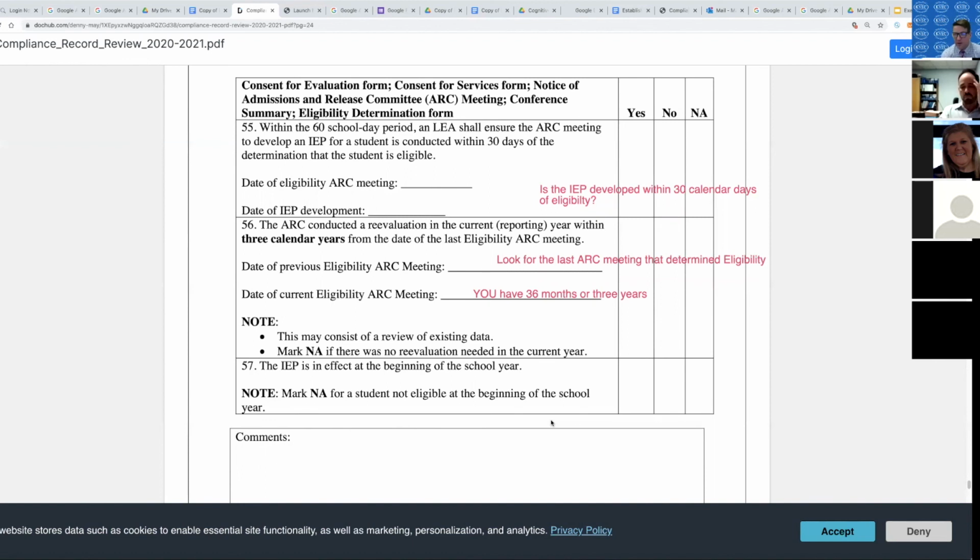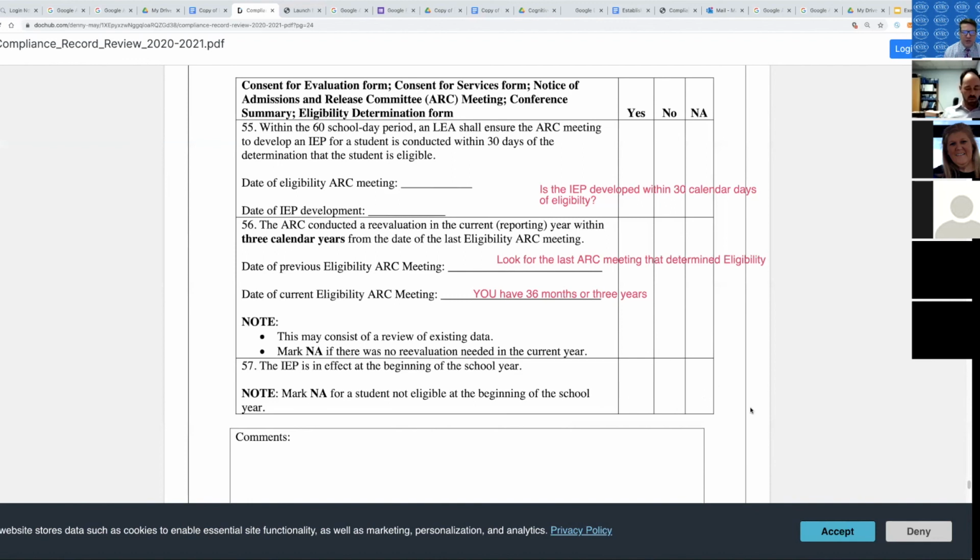If it's beyond that 3 years, if they held that meeting, they found that student eligible on 3/25, and the last time they found that student eligible in 18 was 3/18, they're beyond timeline. You see what I'm saying? So it's 3 years, it's 3 calendar years, and you can't go beyond that. 36 months or 3 years.